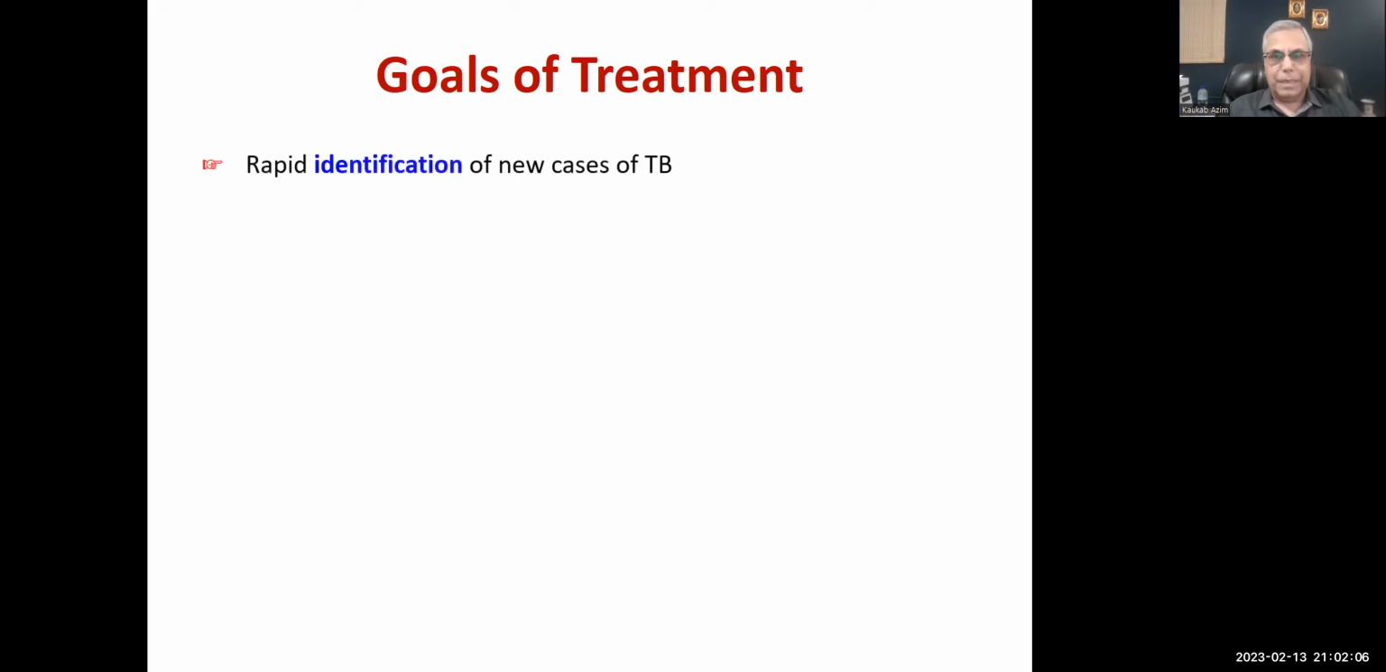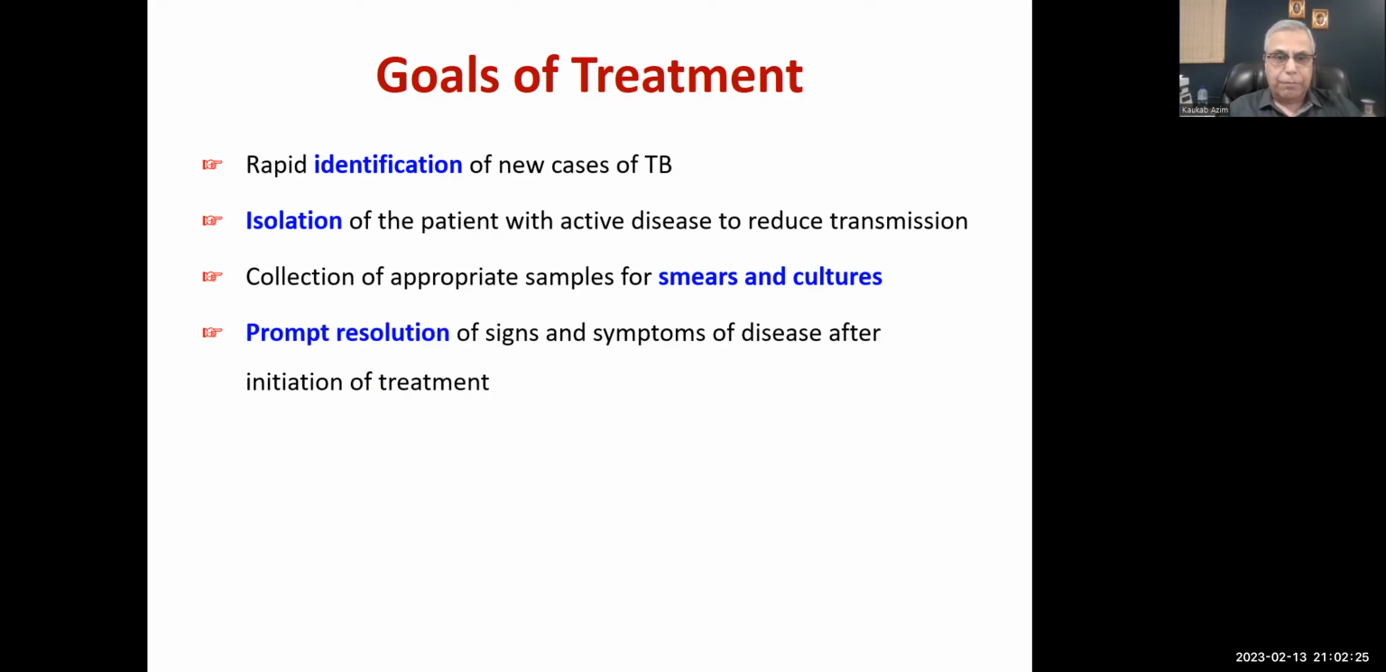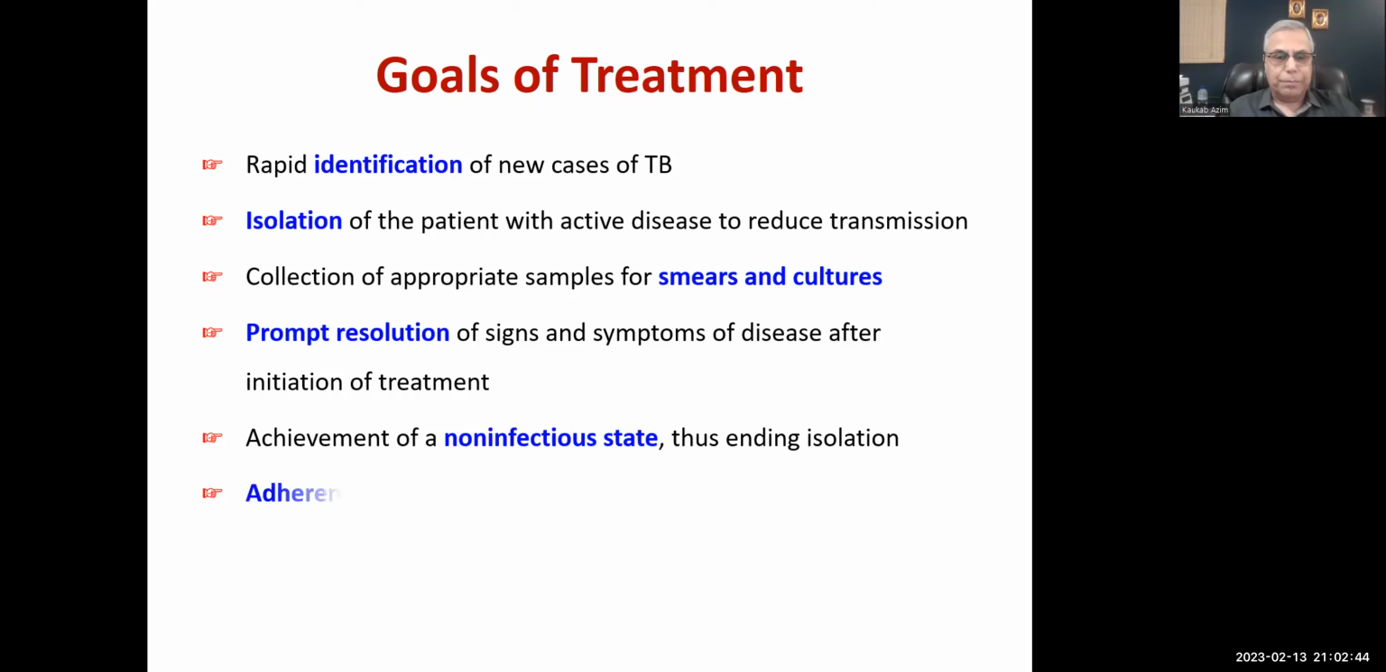The goals of treatment are obviously quick diagnosis, rapid identification of the cases, and isolation of the patients to prevent the spread and reduce transmission of the disease, with collection of samples like sputum and sending them for cultures and for AFP. We want prompt resolution of signs and symptoms. We want the patient to achieve a non-infectious state so that it is not transmitted to other people, and when he becomes non-infectious, then we no longer want to isolate him.